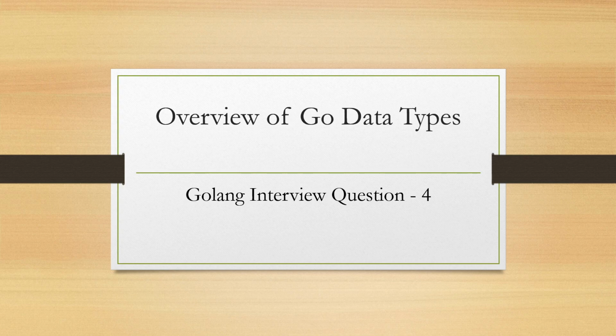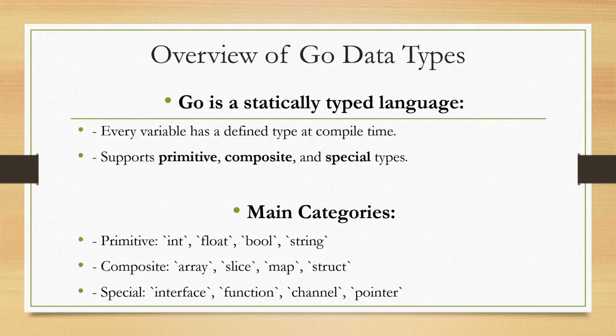In today's video, we will cover the basics of Go data types. So in Go, or Golang, one of the first things you need to understand is that it is a statically typed language. Now what does that mean? Basically, when you create a variable in Go, you have to know what type of data it is going to store. Is it a number, a word, or a true or false value? That type is locked in when the code is written, not when the program is running.